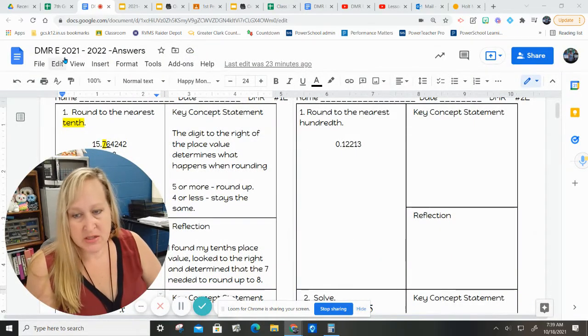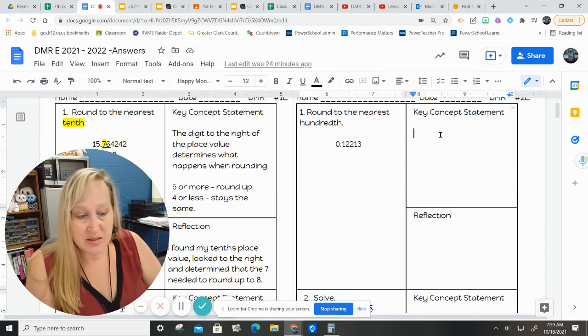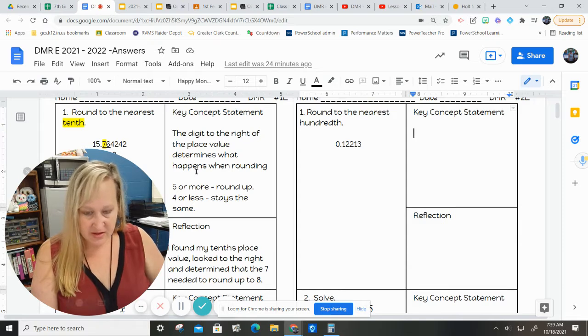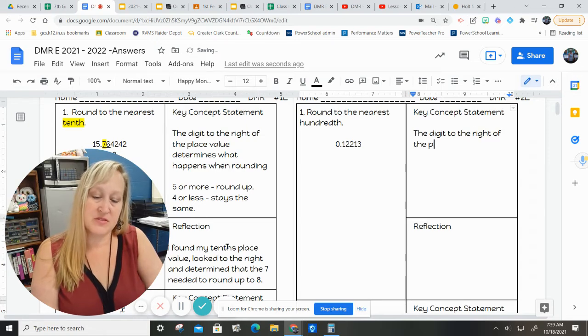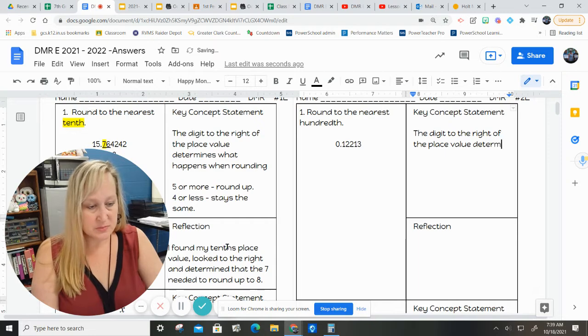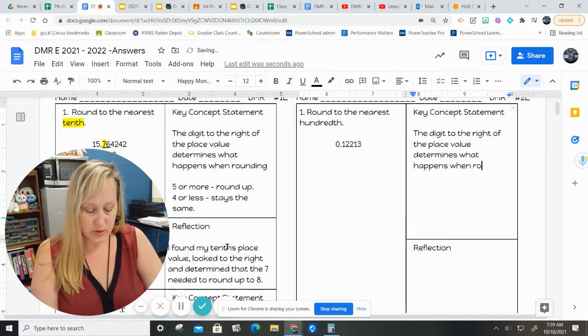Okay, we are doing DMR E number 2. We are rounding to the nearest hundredths place. The first thing that you need to do is type in the key concept, and the key concept comes from your first box. The digit to the right of the place value determines what happens when rounding.